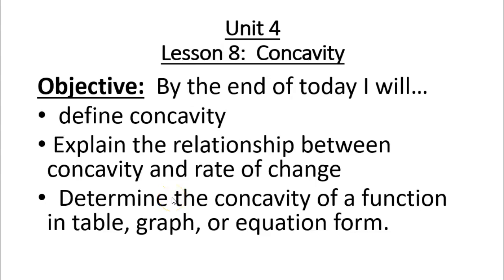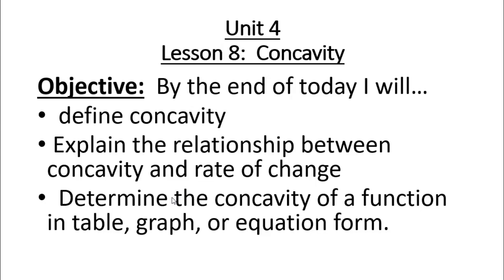All right, guys, welcome to lesson 4.8. I believe this is our last lesson for Unit 4. We're going to talk about a new concept to you guys today called concavity. Concavity basically is the direction a graph is bending. So we'll talk about that in a minute, but for now, just some more details.